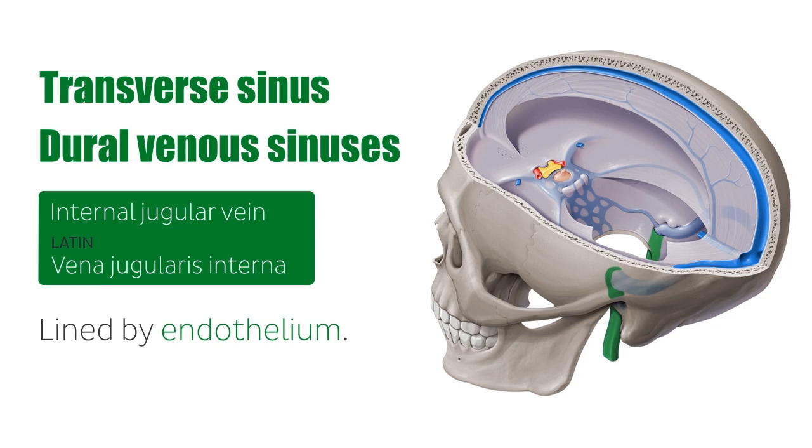Another thing that sets the dural venous sinuses apart from the other venous vessels is that they do not contain valves, or are valveless, which allows for a bidirectional flow of blood within the vessels. There are 6 paired dural venous sinuses and 4 unpaired dural venous sinuses. The transverse sinus is one of the paired sinuses.